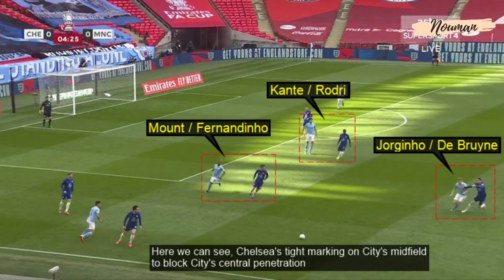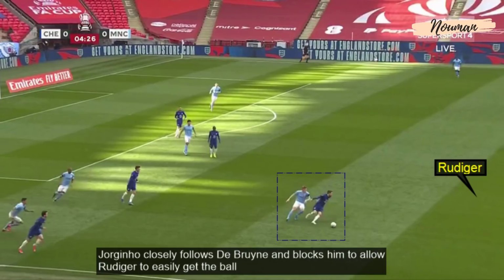Here we can see Chelsea's tight man marking on Man City's midfield to block Manchester City's central penetration. Jorginho closely follows De Bruyne, and Rudiger easily wins the ball.